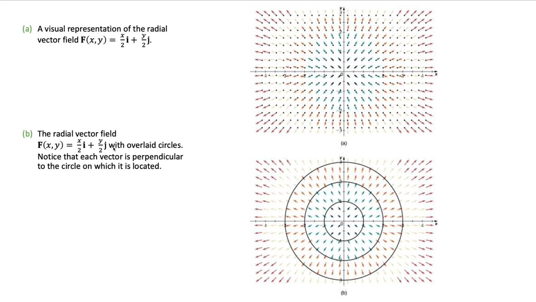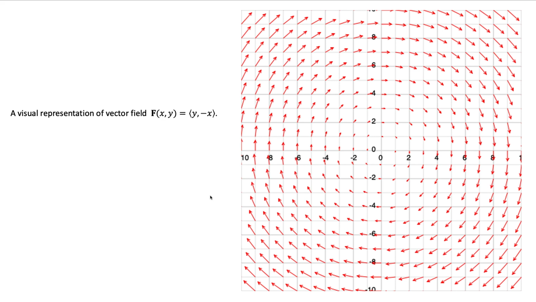Here's another radial vector field with overlaid circles. So this is the exact same field, with circles overlaid. These circles are points that have a constant distance from the origin. Can you see that these vectors are always going to be orthogonal to these curves of constant magnitude, circles centered at the origin? Okay? All right. Let's look at another one here.